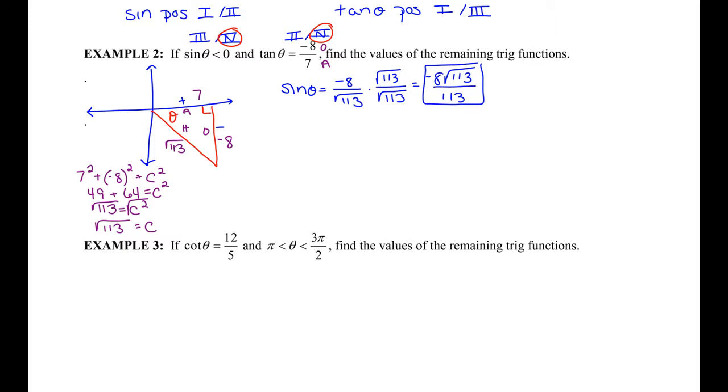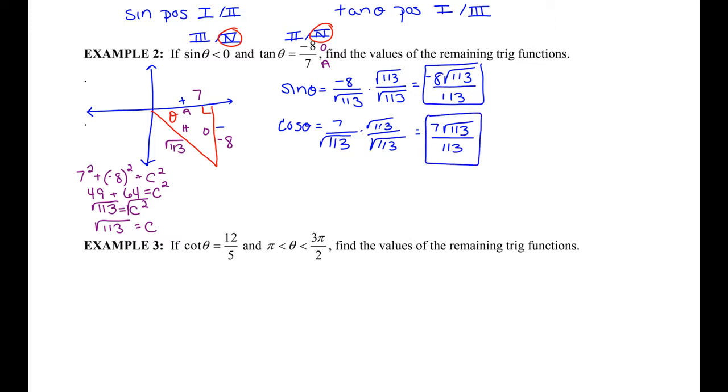Next, I will look at cosine of theta. Cosine of theta is the adjacent side over the hypotenuse. So once again, I'm finding that I need to rationalize by multiplying by root 113 over the square root of 113. This gives me 7 times the square root of 113 over 113.